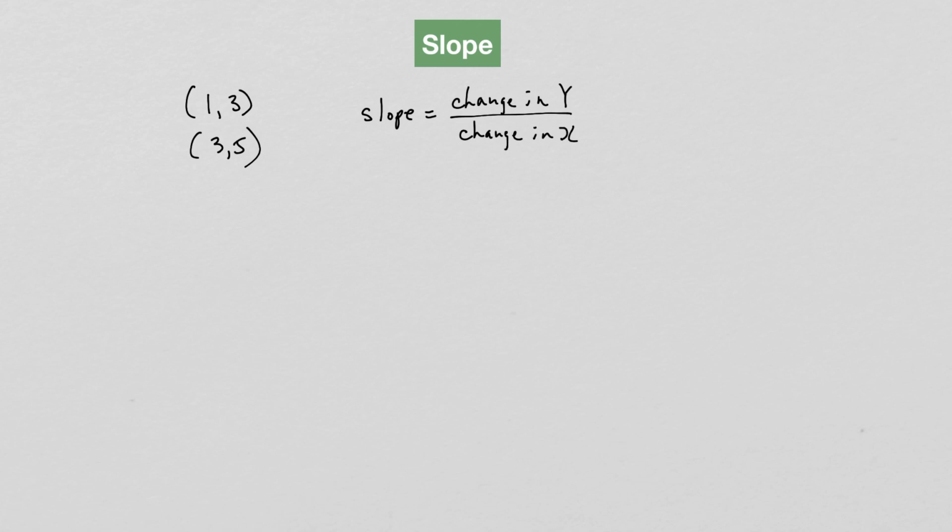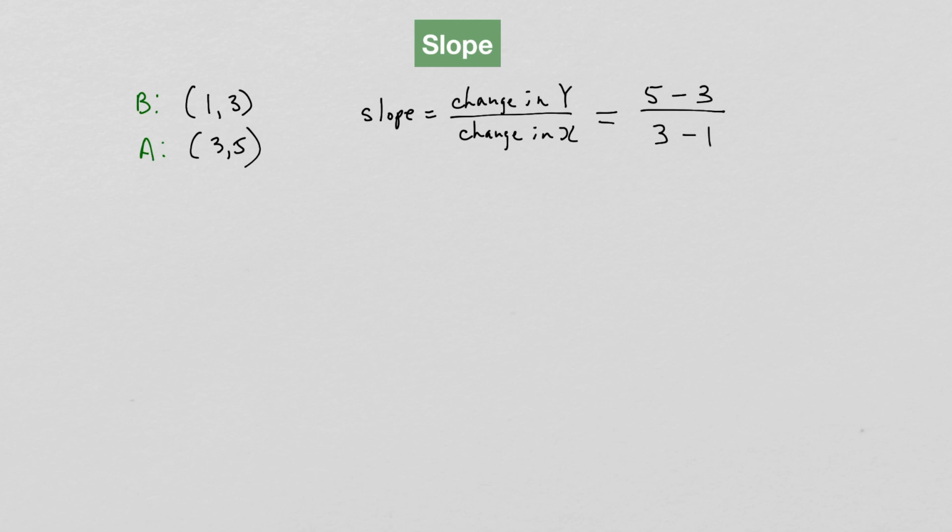Okay? So I'm going to label these. This is A and this is B. So we're going to take the y value of A, which is 5, and we're going to subtract the y value of B, which is 3. And that's your change in y. Then we're going to take the x value of A, which is 3, and the x value of B, which is 1.